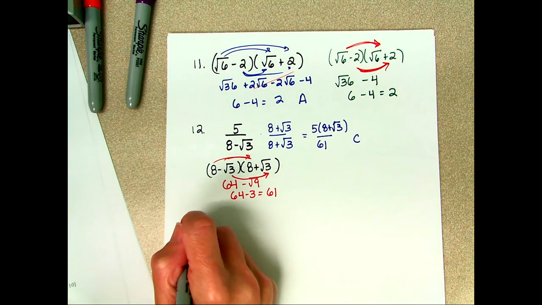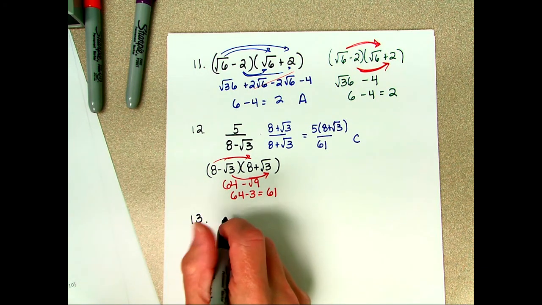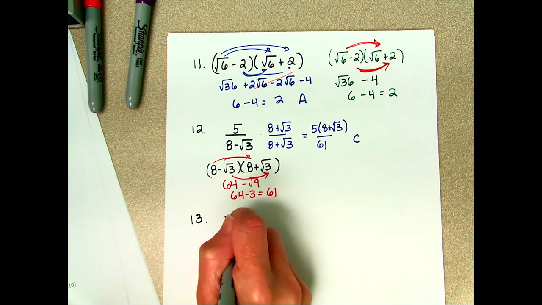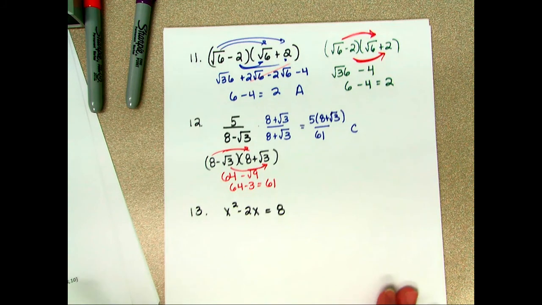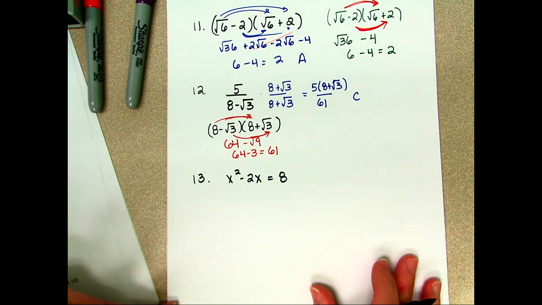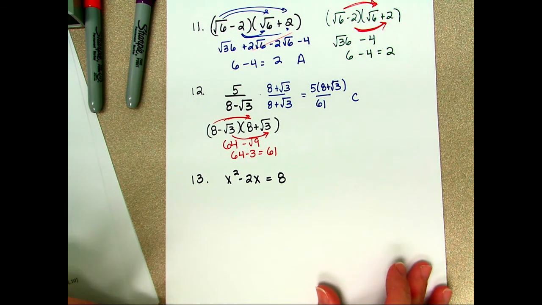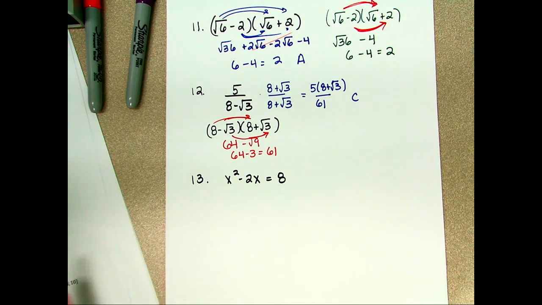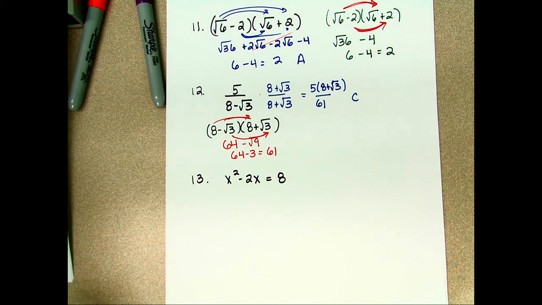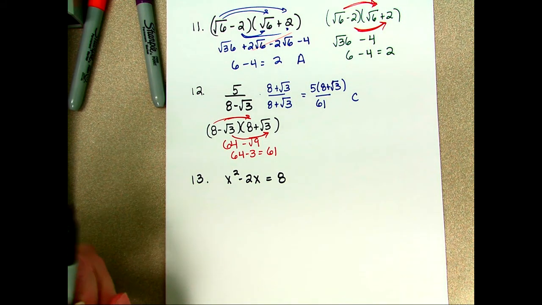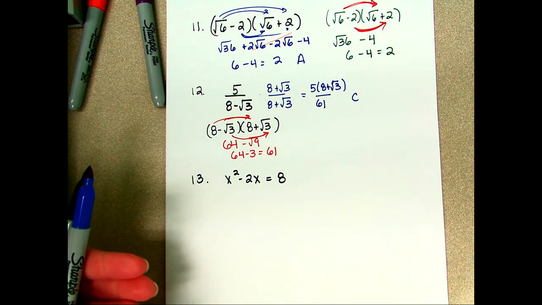Number 13. Solve for x. X squared minus 2x equals 8. We recognize this is a quadratic. We can solve either by factoring, completing the square, square root property, or using the quadratic formula. If we look ahead at the answers, we notice that we have radicals in our answers, so possibly this expression may not be factorable. So let's try completing the square.